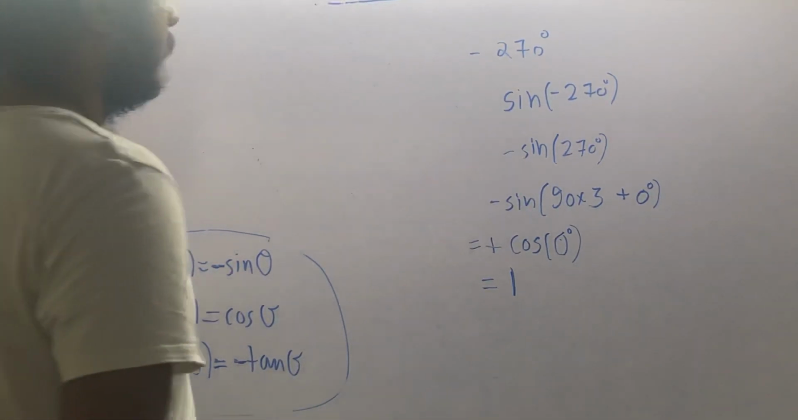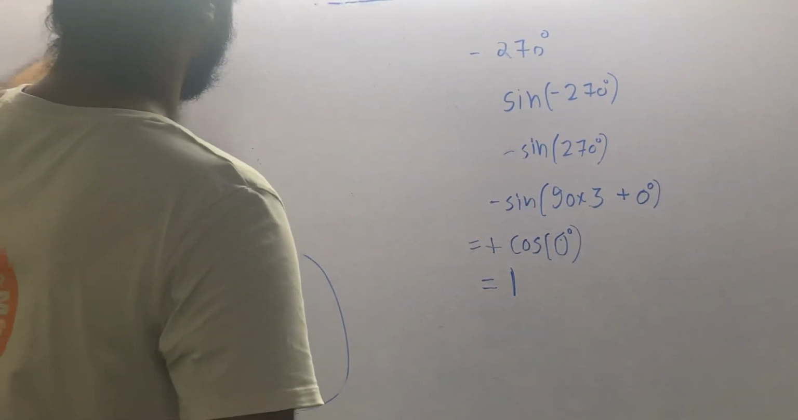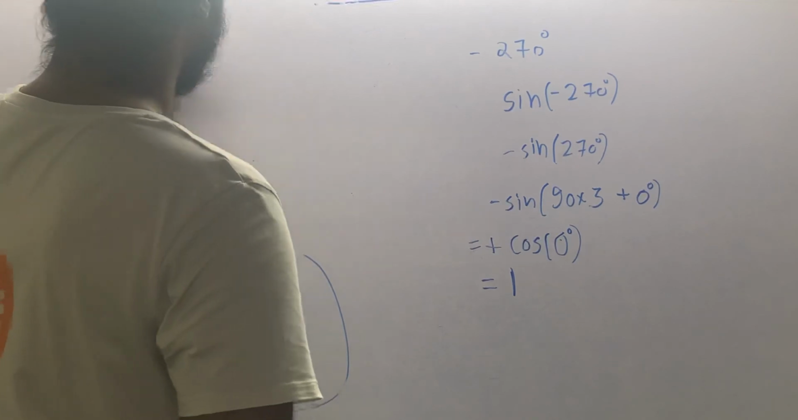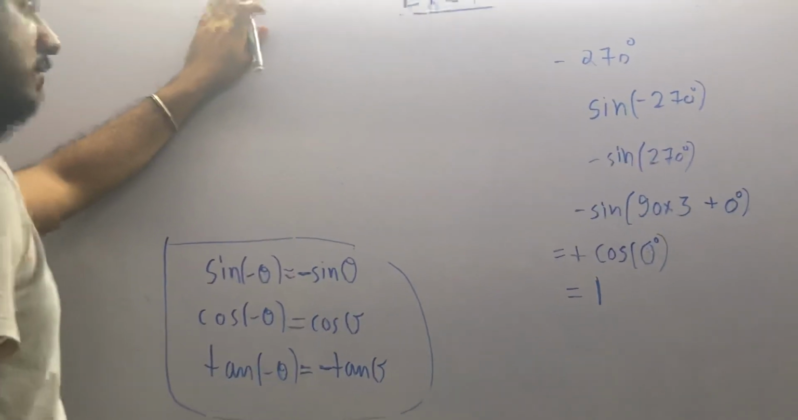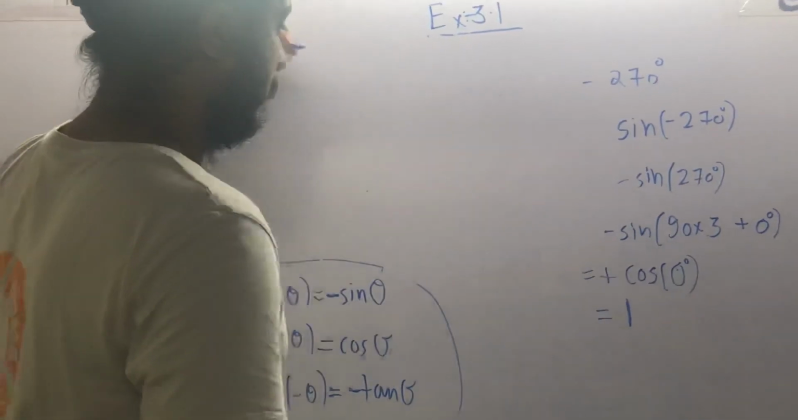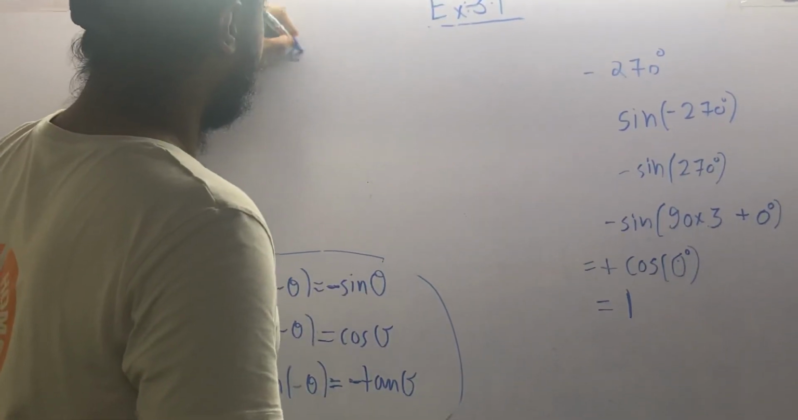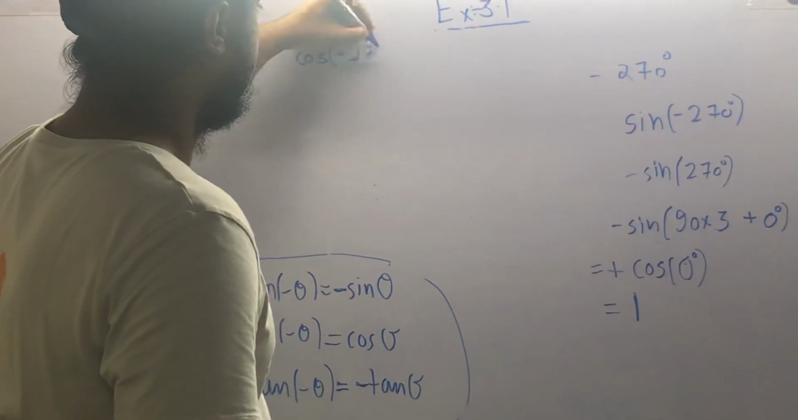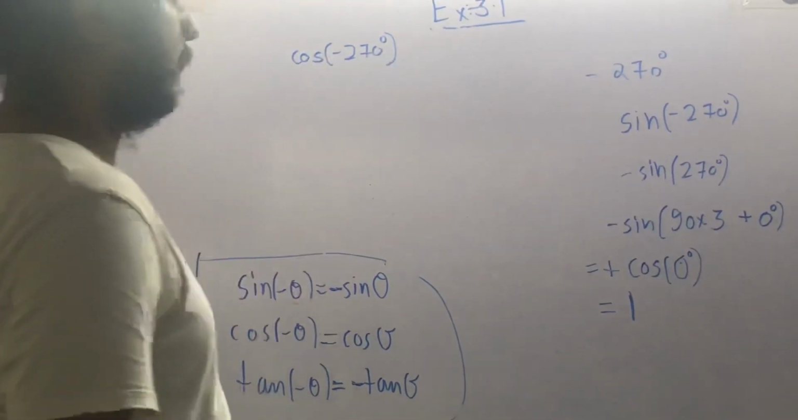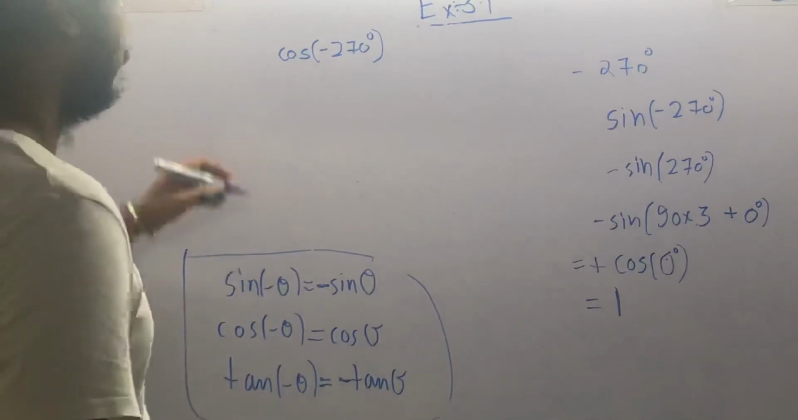Okay. Now next one is cos of minus 270. Okay, same way.